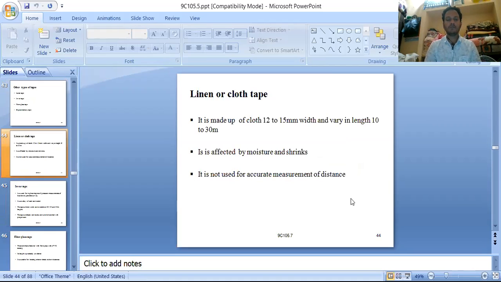Linen tape is made up of cloth of 12 to 15 mm width and vary in length like 10 to 30 meters. It is affected by moisture and it shrinks. It is not used for accurate measurements of a distance.